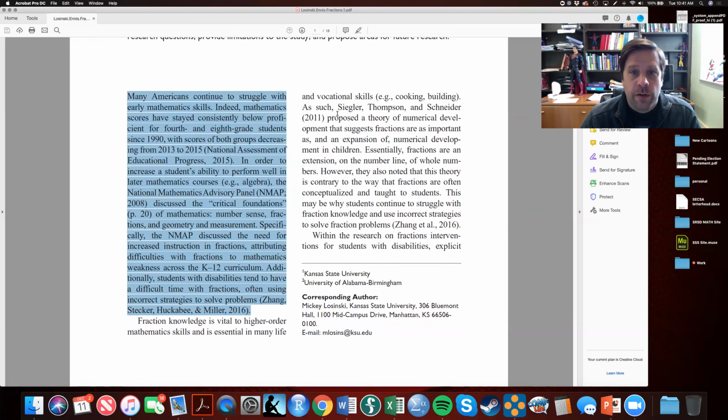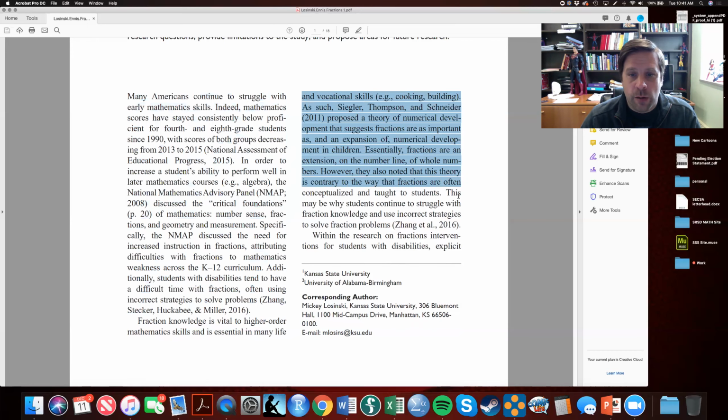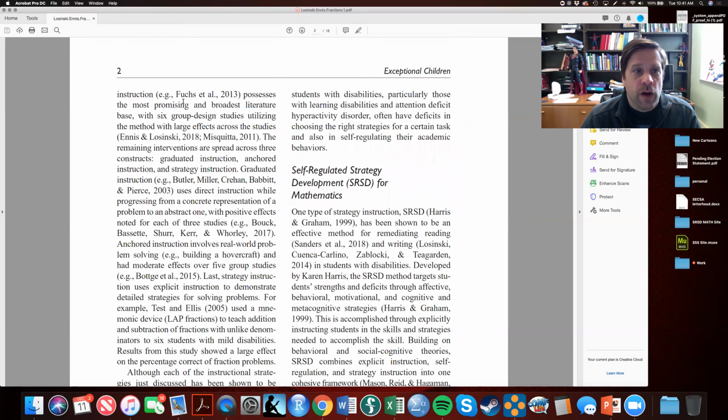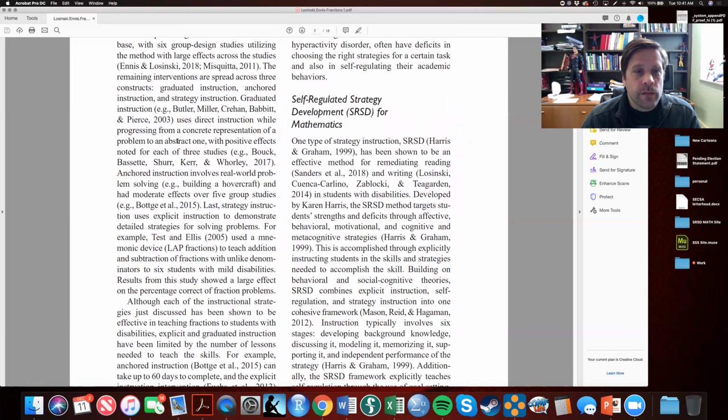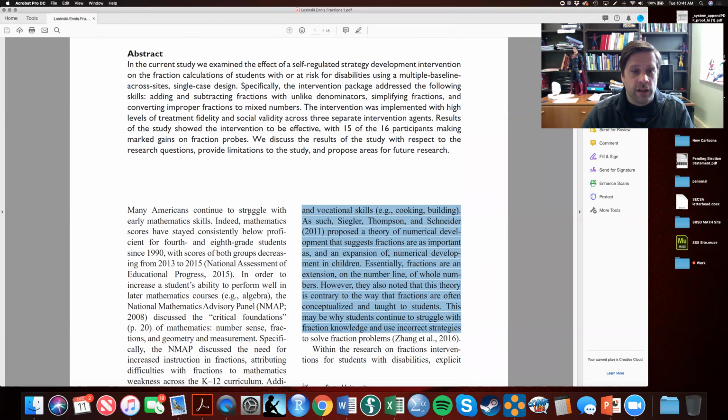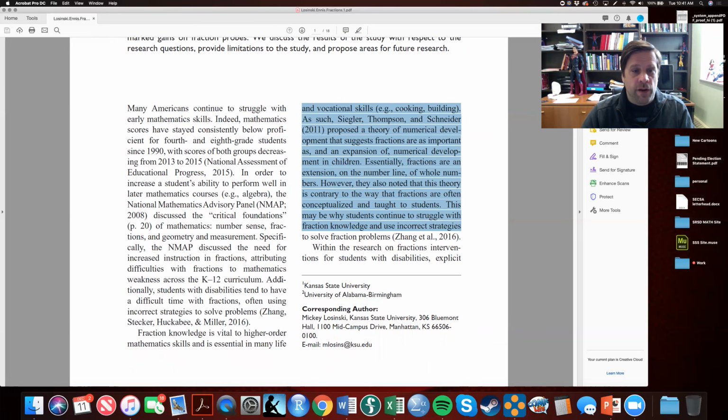Then we describe why that problem exists. And then we move on to all of this stuff should be funneled. And so it should be coming down into making a broad statement. A broad statement would be something to the effect of many Americans continue to struggle with early math skills. And then that funnels down to students with disabilities tend to have a difficult time with fractions. And so throughout this paragraph, we started with a very big idea and funneled it down to the students that we're looking at.